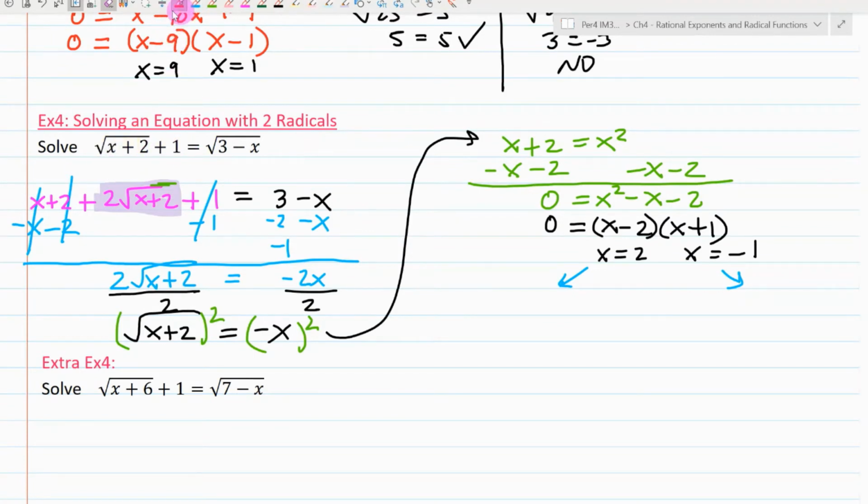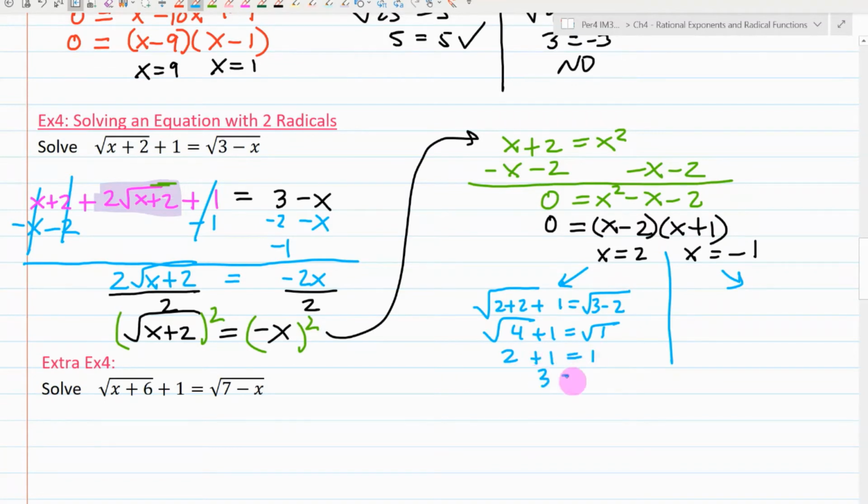Okay, so the original problem would be the square root of x plus 2, so 2 plus 2 plus 1 equals the square root of 3 minus x. Okay, so the square root of 4 plus 1 equals the square root of 1. So 2 plus 1 equals 1. 3 equals 1, no.